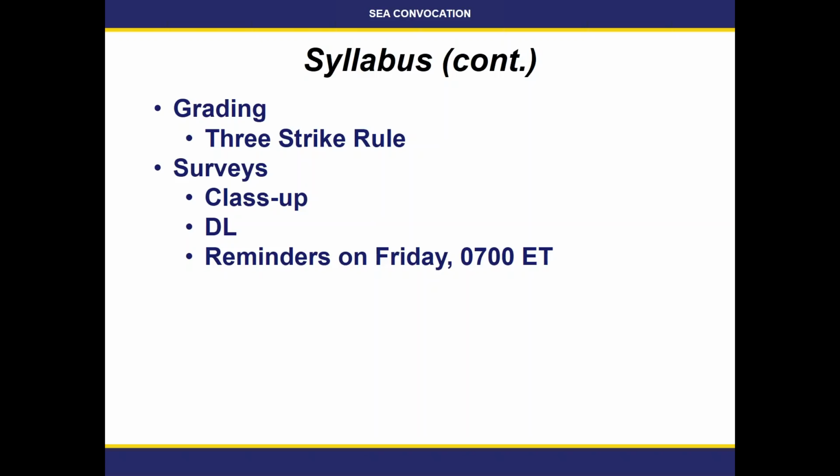So I want to talk about grading for a moment. The Senior Enlisted Academy has a three-strike rule, meaning three academic failures, and you will be dropped. Keep in mind there are a couple of assignments that are feedback only. Even though these assignments are feedback only, they are still required to be turned in and would constitute a failure if not completed. So I just wanted to take a moment and clarify that.